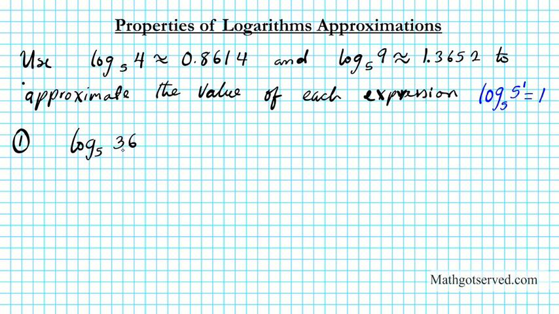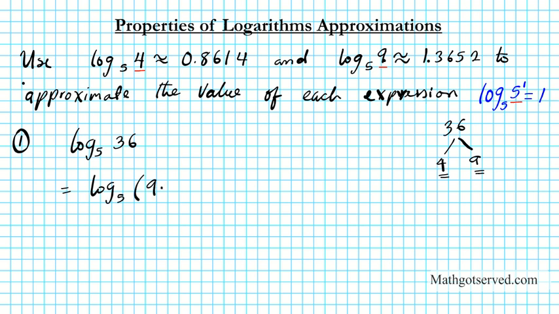Now, to solve this, we have to express 36 using a combination of 4, 9, and 5. If there's any way we can multiply and divide 4, 9, and 5 to generate 36, that will be our answer. Let's see how we can do this. If I take 4 out of 36, I'm left with 9, which is excellent because I know log of 4 base 5 and log of 9 base 5. So all I need to do is rewrite this using the logs that I know, and then make a substitution. So this becomes log base 5 of 9 times 4.